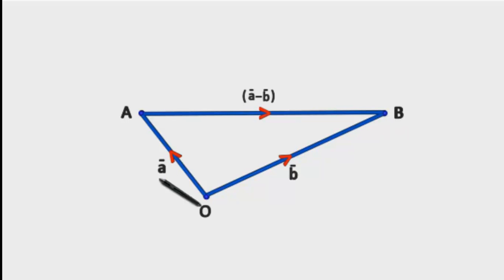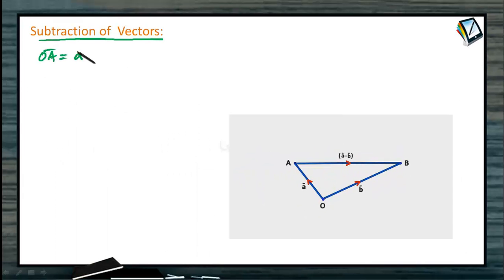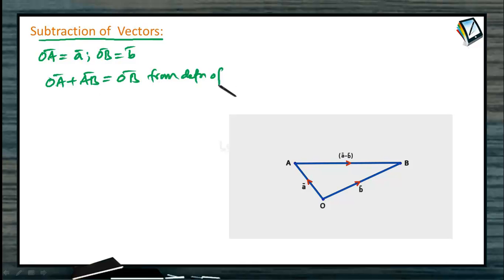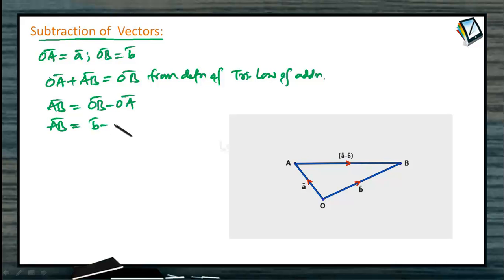That is the vector joining two points. So here we have OA bar equals A bar and OB bar equals B bar. From the triangle we have OA bar plus AB bar equals OB bar, from the definition of the triangular law of addition. But as I require AB bar, AB bar equals OB bar minus OA bar. Therefore AB bar can be got by the formula B bar minus A bar. So this is a good example for difference of two vectors, that is subtraction of vectors.